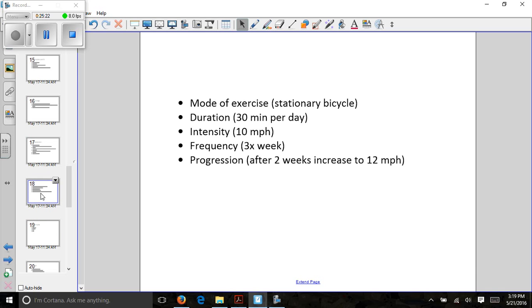Oh, sorry, skipped ahead, skipped back. So this was just an example of using that FIT-P. So you have the mode, stationary bicycle, duration 30 minutes per day, intensity 10 miles per hour, frequency 3 times a week, and then progression after 2 weeks increase to 12 miles per hour.